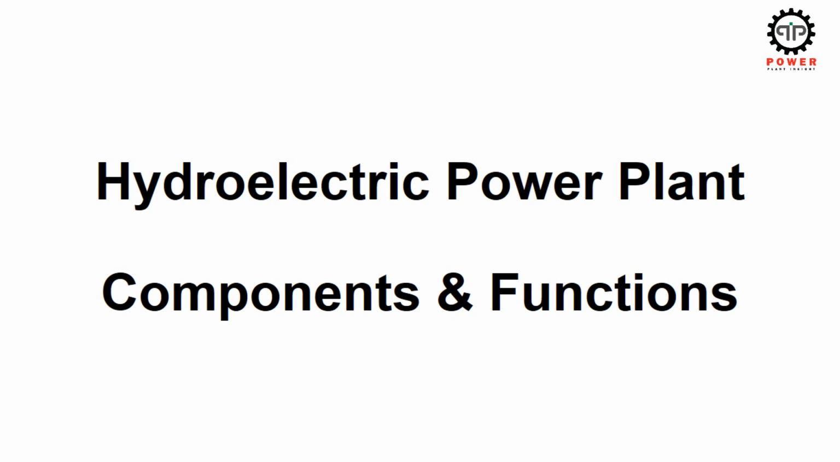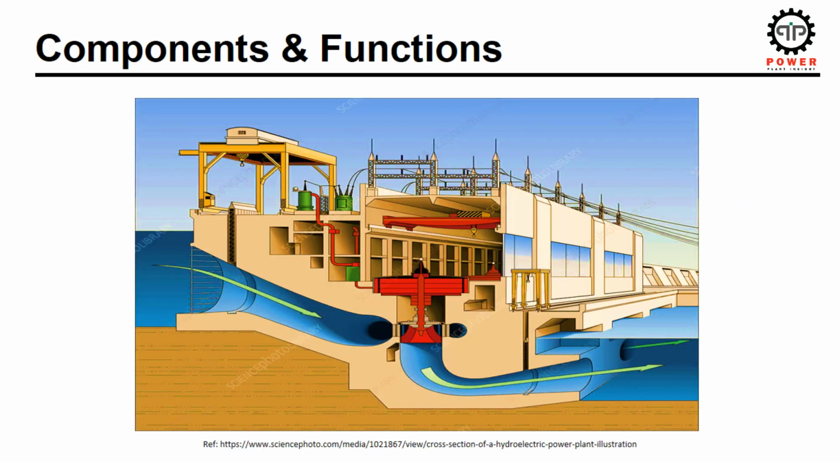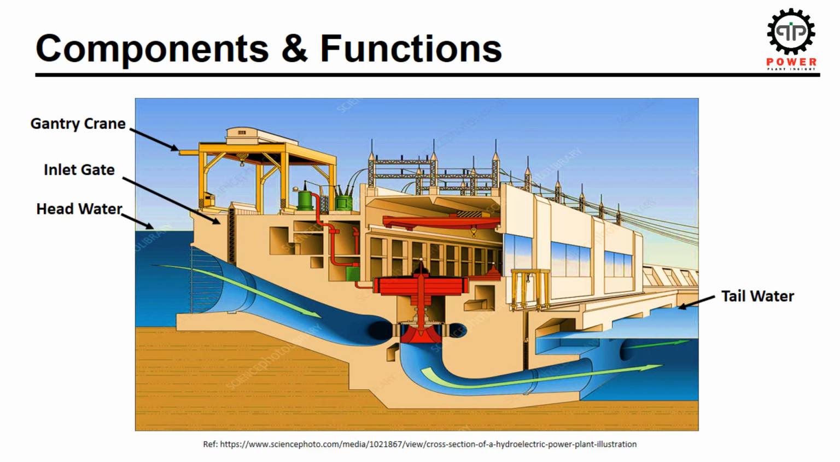Now let us discuss in detail the components of a hydroelectric power plant and their functions. Here is the cross-sectional view of a hydroelectric power plant. Now let us discuss each component one by one. Gantry crane. It is basically a lifting mechanism to facilitate the operation of the inlet water gate. Headwater. Water level at the dam is called headwater. After it has passed through the turbine, the water flows downstream into the river, and the water on the downstream side of the river is called tailwater.